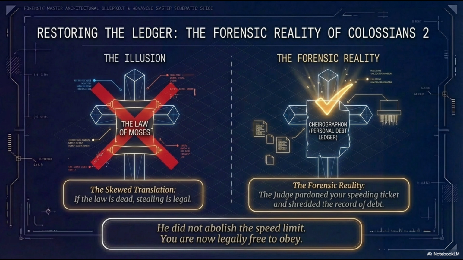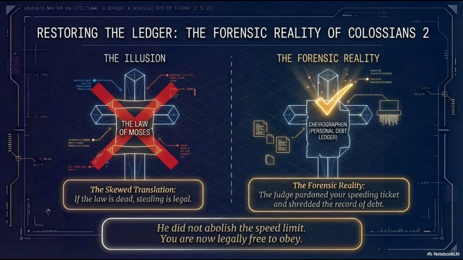Let's use an everyday analogy to make this crystal clear. Think about getting a speeding ticket. If you rack up a massive stack of unpaid speeding tickets, and a merciful judge looks at your record, decides to pardon you, and physically shreds those tickets, he hasn't abolished the speed limit. He hasn't made it legally permissible to drive 100 miles an hour down residential streets. He just removed the evidence of your personal guilt.